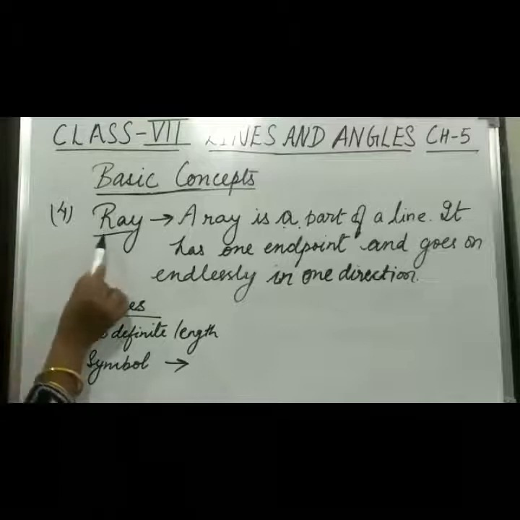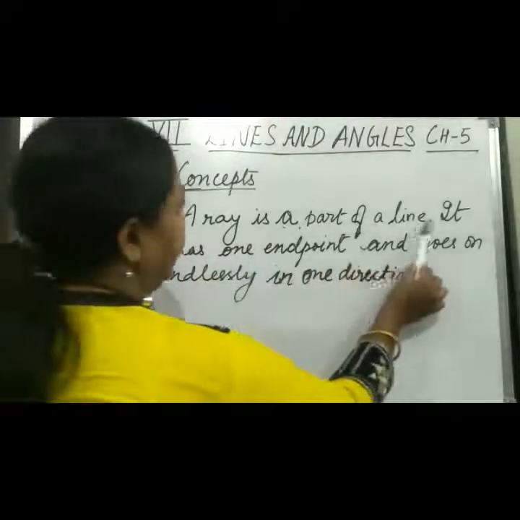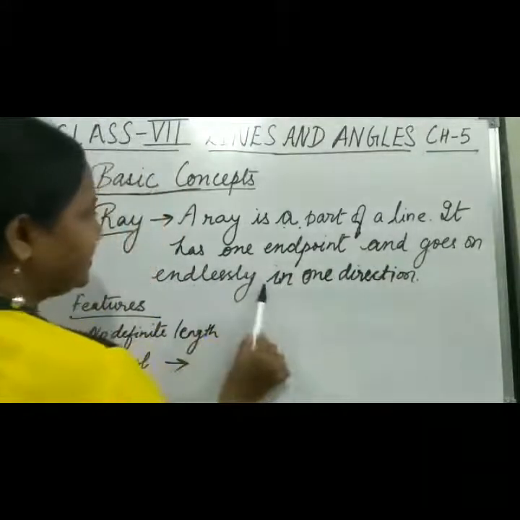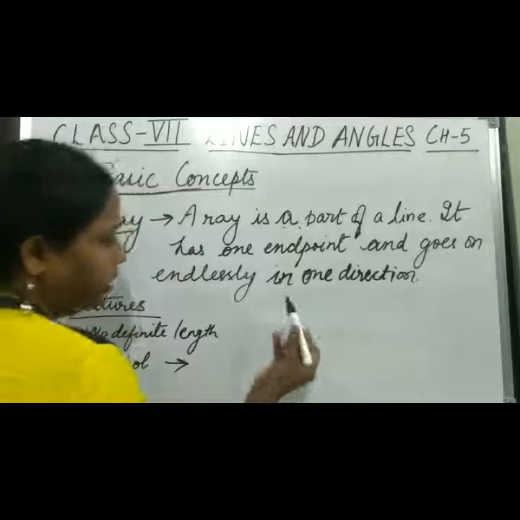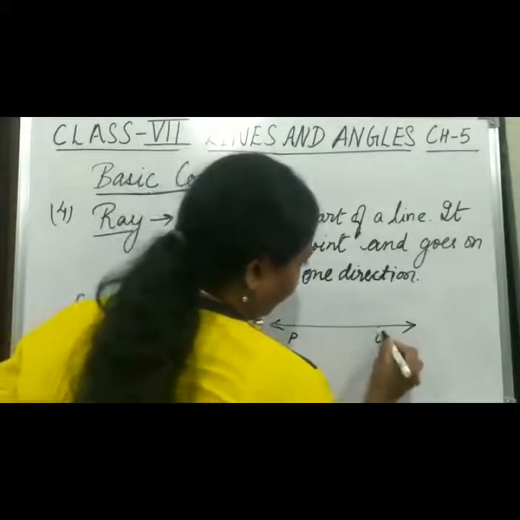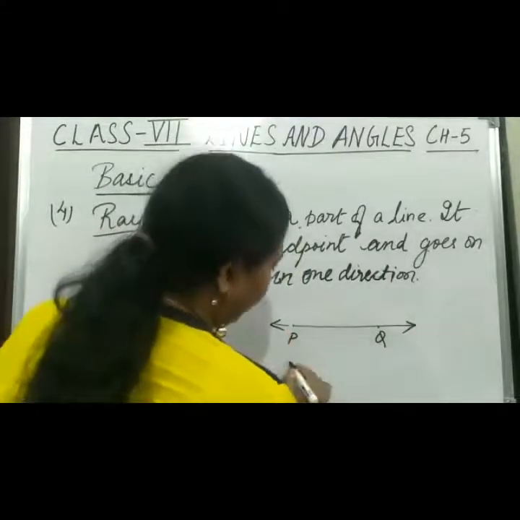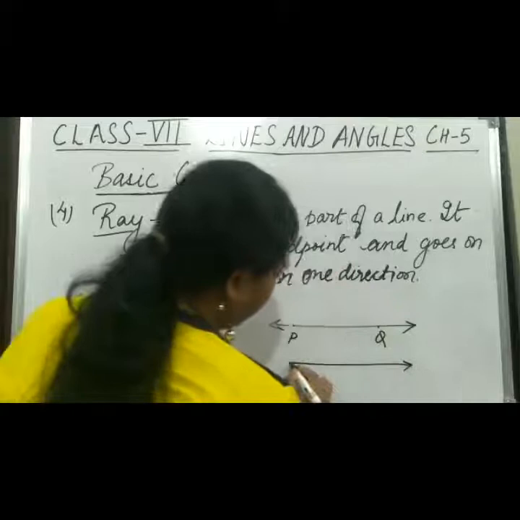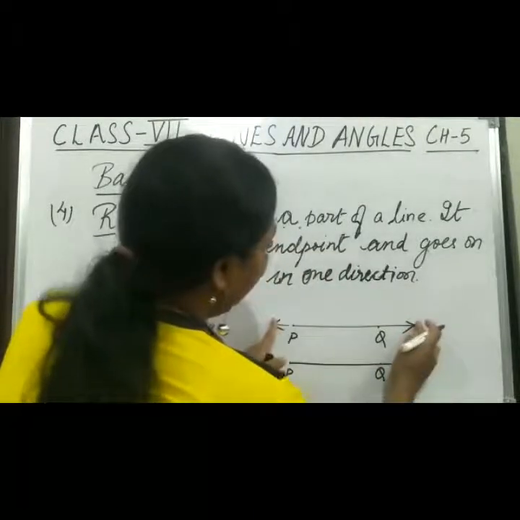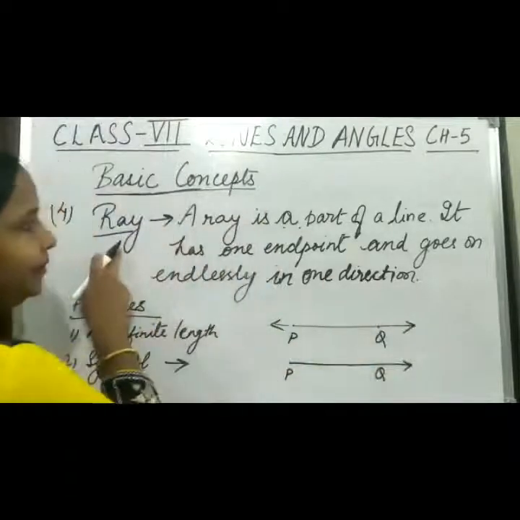Now the next concept is ray. Definition of ray: a ray is a part of a line. It has one endpoint and moves on endlessly in one direction. Now see this line PQ. If I consider this much part of the line, it looks like this. So we can call this part a part of this line. So this part is known as the ray.